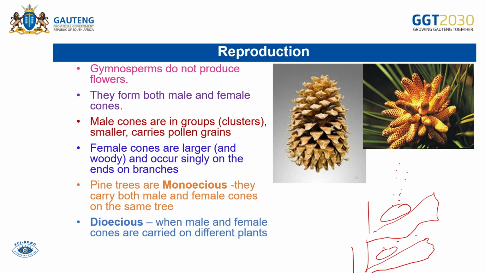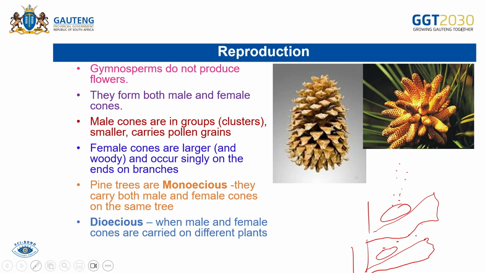And then the pollen grains from the male cones will come and fall onto the ovuliferous scales for fertilization. Okay, so pine trees are monoecious. They carry both male and female cones on the same tree. So monoecious means on one tree there are male and female parts. Dioecious means when this tree has only female cones and this tree has only male cones, then we say that is dioecious. That means male and female cones are carried on different plants.